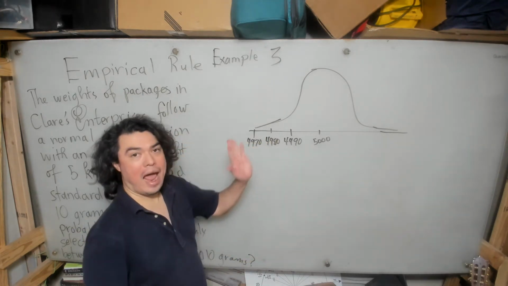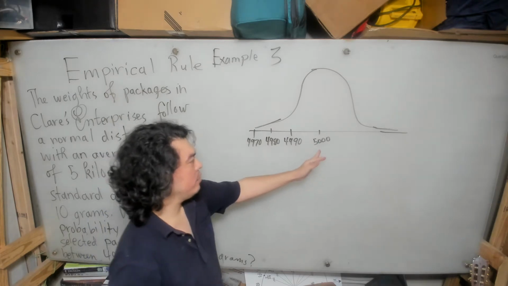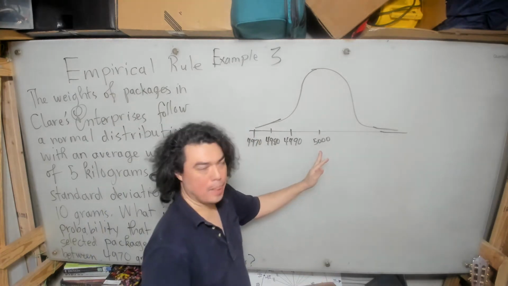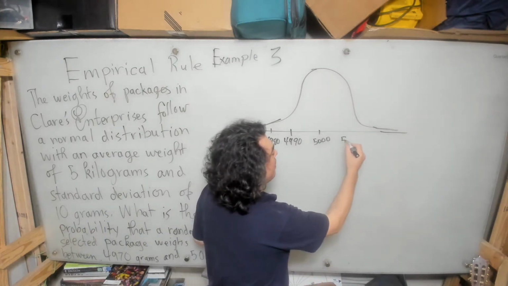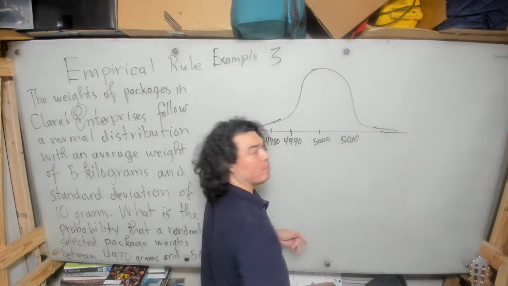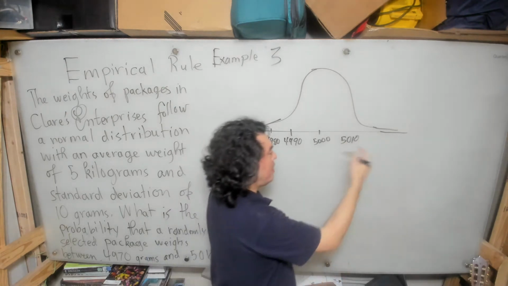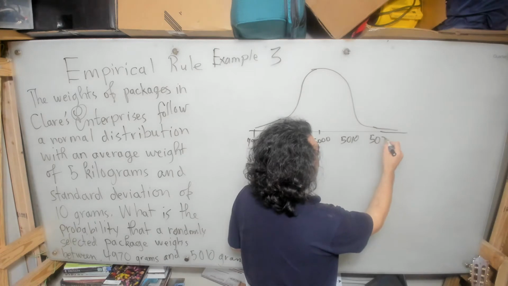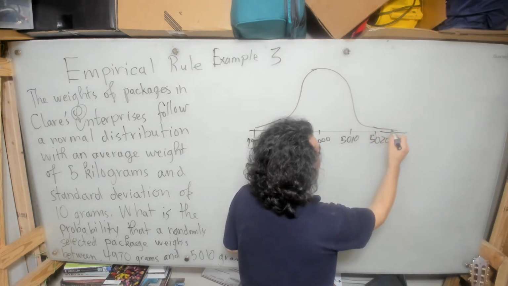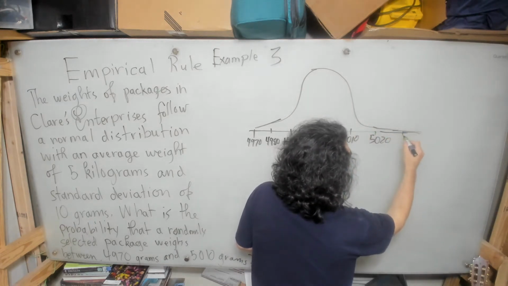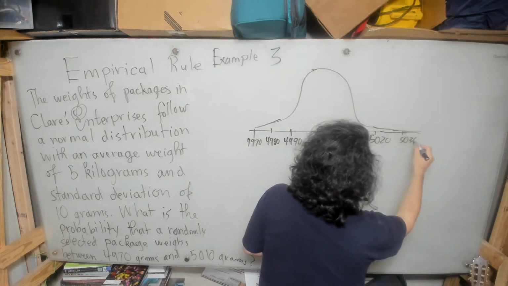Now I'm going to add the standard deviation to the mean. Okay? So that's going to be 5,010, right? Because I'm adding 10 grams. I'm going to add 10 grams again, 5,020. And then finally, I'm going to add again, 5,030.